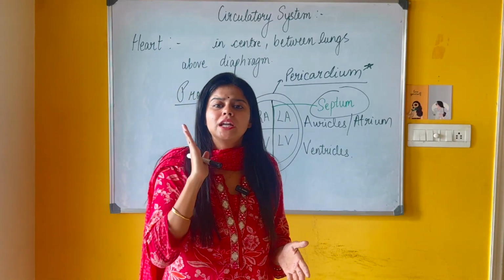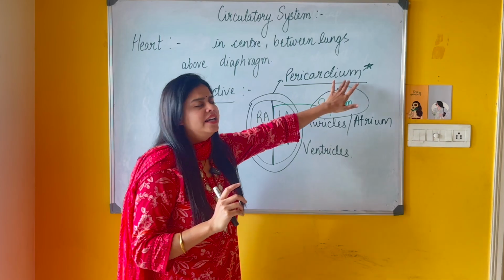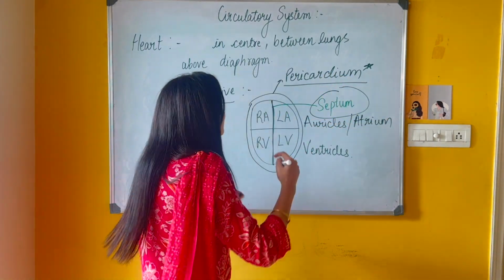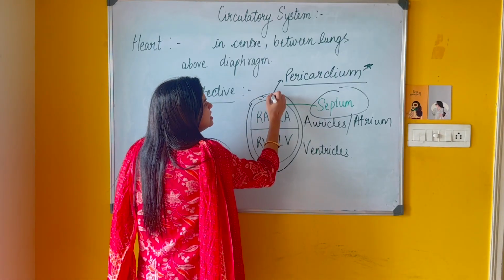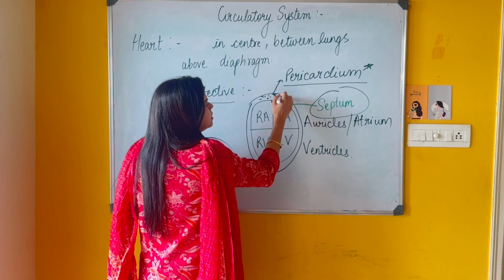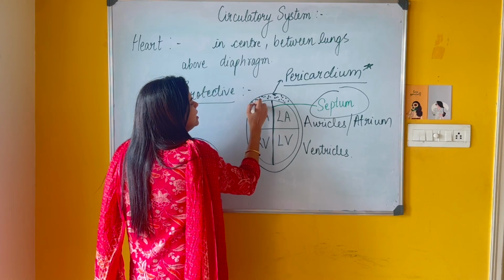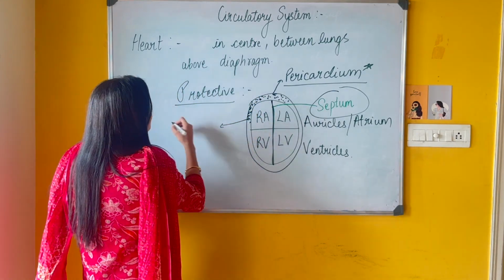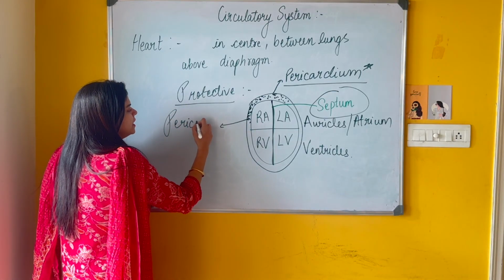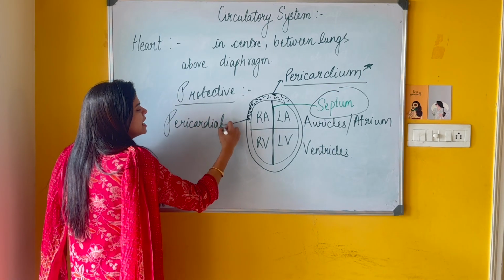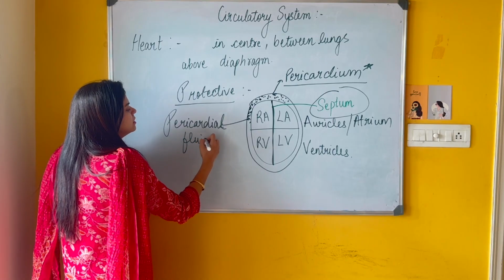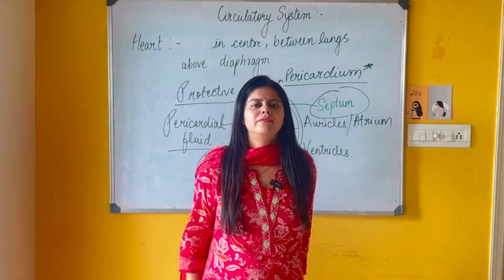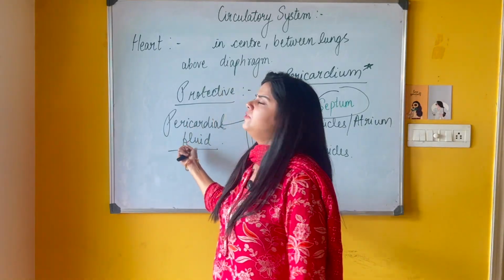And what is the name for that protective covering? Pericardium. Pericardium is the protective covering of our heart. In pericardium there is a fluid present. The fluid which is present in the double layer of pericardium is called pericardial fluid. What is the name of this fluid present in pericardium? Pericardial fluid. Can you guys guess the function of pericardial fluid?